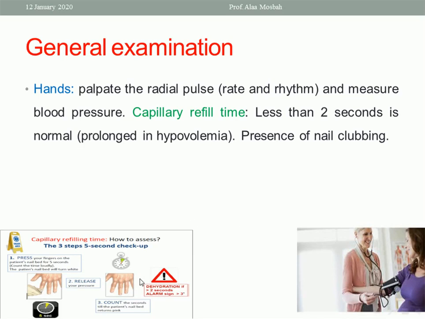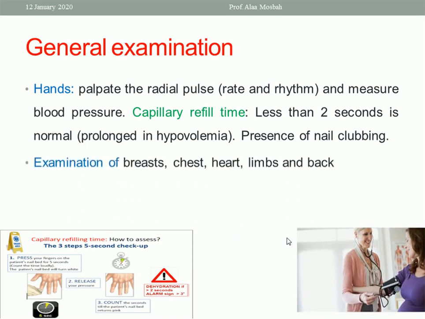So you can do the test, as seen in the picture, by pressing on the nail bed for 5 seconds, then release, then see when refilling will occur. If within 2 seconds it's normal; if more than 2 seconds there is delayed refill, which means there is hypovolemia. Search in the nail also for nail clubbing, which occurs with heart problems and chest disease.